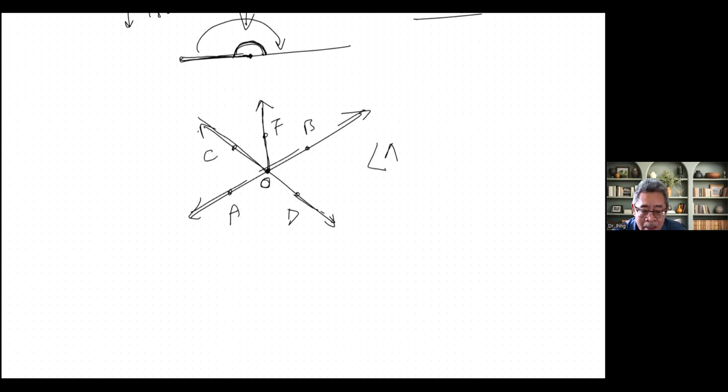So now we can see the angle AOC and angle COF. So this angle AOC and another angle COF, this angle. Those 2 have the same vertex and have a common side. This is a common side. And those kinds of angles are called adjacent angles. So they are neighbors. They are close to each other. They are called adjacent angles.